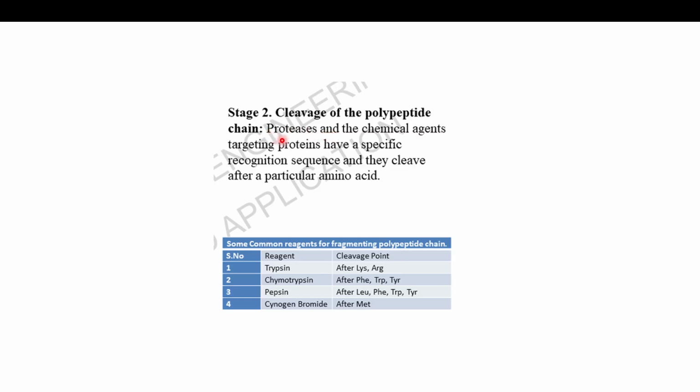Another approach is simply cutting or digesting the polypeptide chain. There are enzymes like proteases and other chemical agents which target specific amino acid sequences, and they cleave only after a particular amino acid. Trypsin cleaves after lysine or arginine residues, pepsin cleaves after leucine, phenylalanine, tryptophan, or tyrosine residues, and these are enzymes. Another reagent, cyanogen bromide, cleaves polypeptide chains after methionine residues.